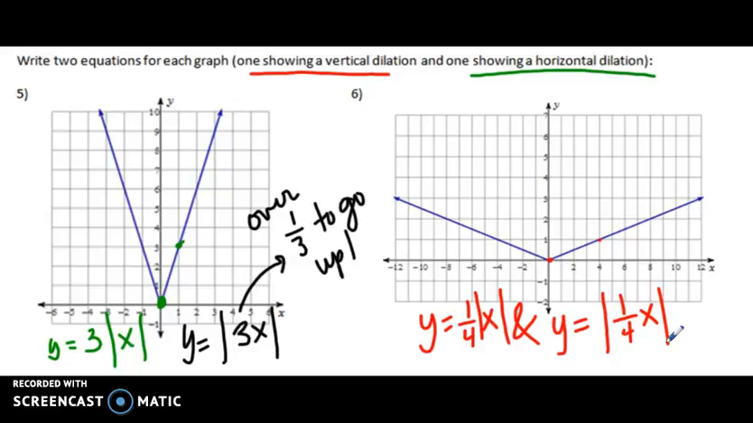So basically with the dilations, you just have to remember that these numbers are affecting that going over 1, up 1 type of ratio. And it's going to change. If it's on the outside, it's going to affect how many you go up, but you keep the moving over 1 the same. If you look at the horizontal one, the one where it's on the inside, that affects how many you move to the right or to the left, but you still go up 1 full space.